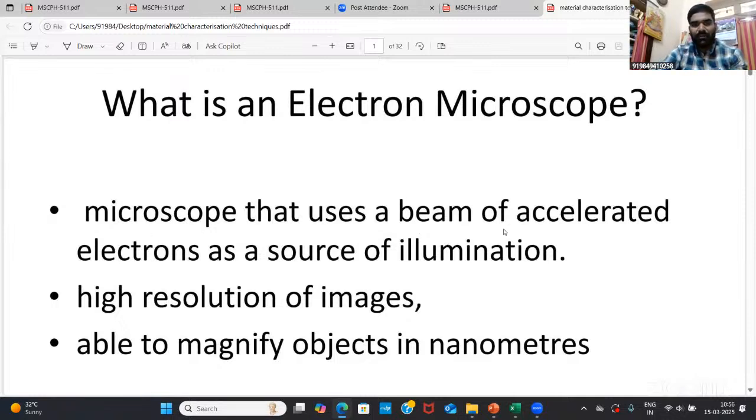A microscope that uses a beam of accelerated electrons as a source of illumination, with high resolution of images, able to magnify objects in the nano range. So actually this electron microscope uses a beam of accelerated electrons as a source of illumination. The electrons will be used to get high resolution images of any specimen which we need, in nanometer ranges.